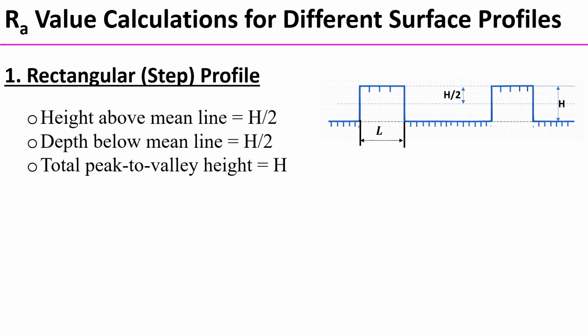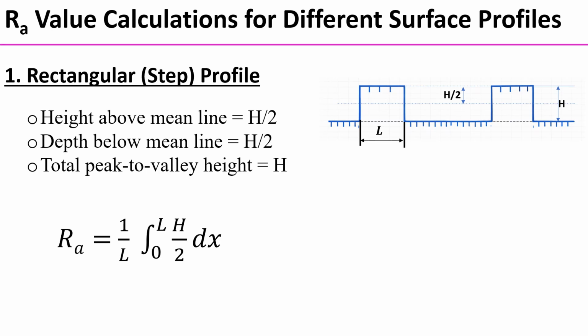Here schematically we are representing the rectangular profile, whose sampling length is capital L and total peak to valley height is capital H. Then the mean line will be at H by 2, the height above the mean line is H by 2 and the depth below the mean line is H by 2. So we know that Ra equal to 1 by L into the integration from 0 to L of y(x) dx. Here y(x) is the deviation from the mean line, which is H by 2.